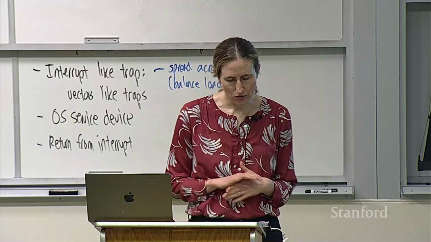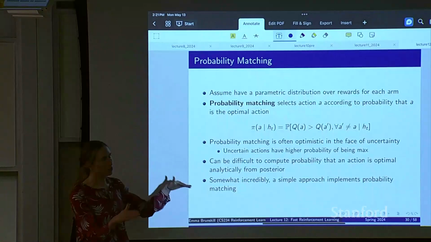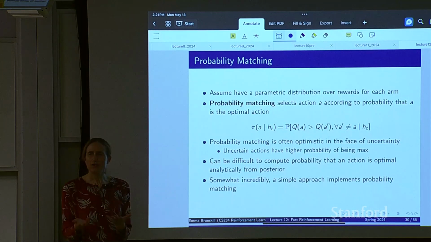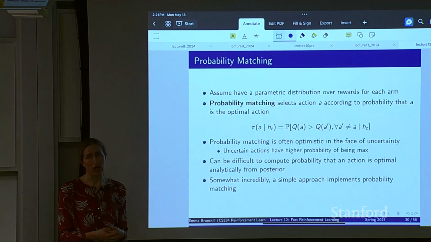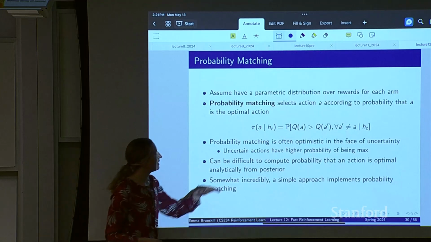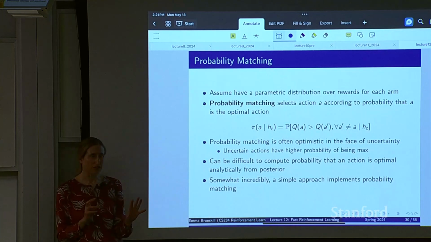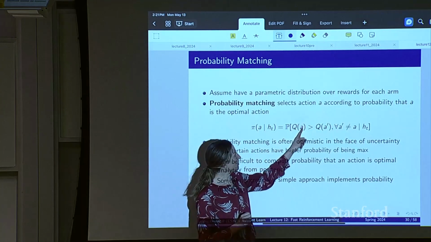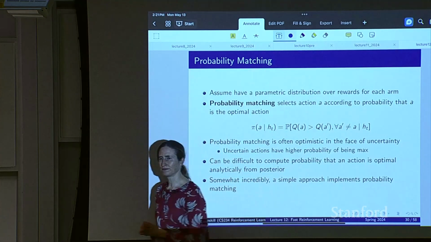In probability matching, we're going to assume we're in the Bayesian bandit case. What probability matching says is, the way we might want to explore is by sampling actions according to the probability that they're optimal, given everything I've seen so far. Given some history, which is the past things I've tried and whether I've gotten 1s or 0s for them, I want to select a new action based on the probability that its true mean is higher than the mean of all the other arms.